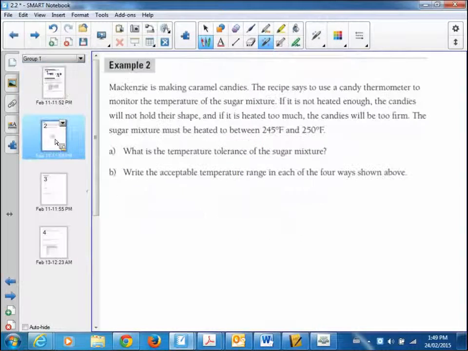So here it is. Mackenzie's making caramel candies. The recipe says use a candy thermometer to monitor the temperature of the sugar mix. If it's not heated enough, the candies will not hold their shape. If it's heated too much, the candies will be too firm. The sugar mixture must be heated between 245 and 250 Fahrenheit. That's what ovens are usually at.